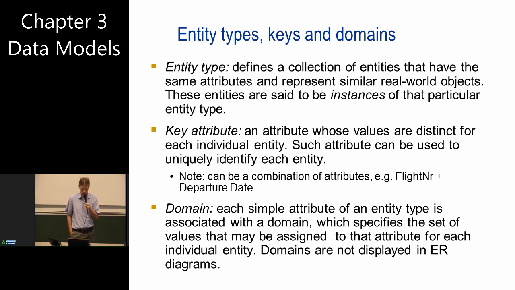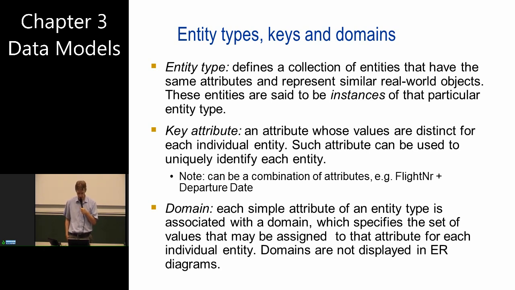Entity types, keys and domains. An entity type is going to define a collection of entities that have the same attributes and represent similar real-world entities or objects. So you can have the entity type student and individual entities, John Adam, individual students. So the entities are said to be instances or cases of a particular entity type. They're individual occurrences, just as we had records and record types earlier on.